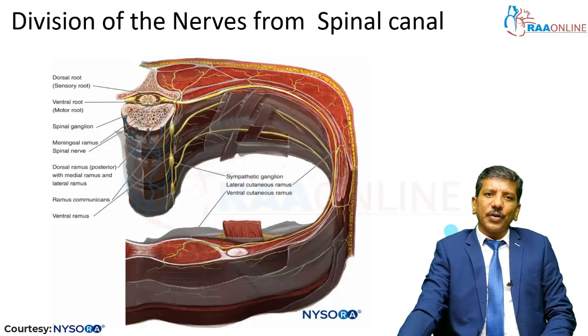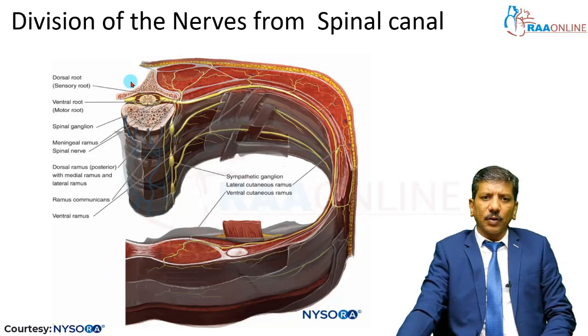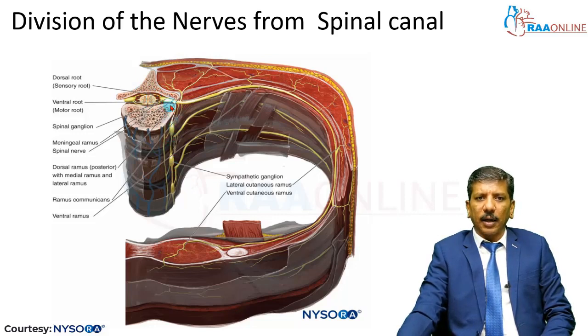Next important thing is the division of the nerves from the spinal canal. As we all know, as anesthetists, when you give a spinal or epidural, you know this is the spinal column, and the nerves come out as anterior and posterior divisions and form a single ganglion, that's the sympathetic ganglion, and then it divides into dorsal and ventral rami. The ventral rami come across all these structures and give branches along the way.